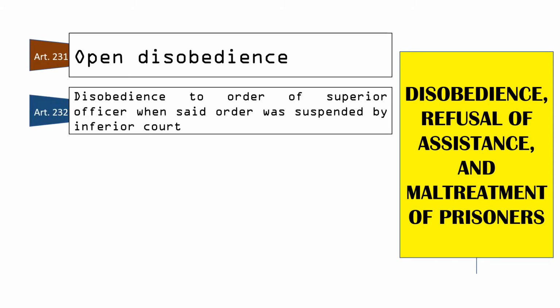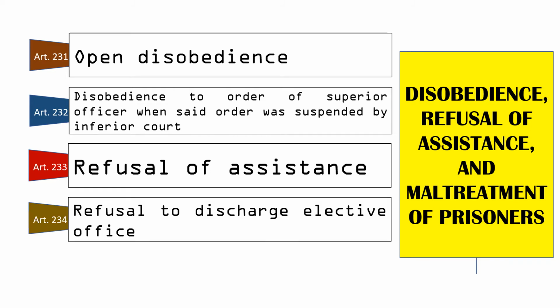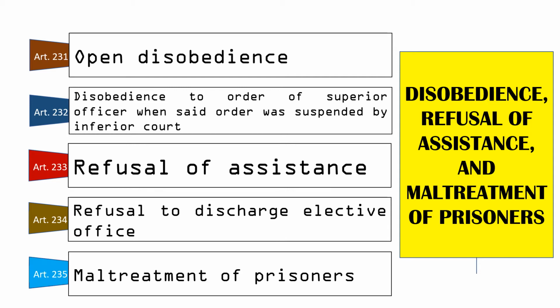Article 232 is the disobedience to an order of a superior officer when said order was suspended by an inferior court. Article 233, there is this refusal of assistance. Article 234, there is this refusal to discharge elective office. And last is Article 235, the maltreatment of prisoners. So let's begin our discussion with Article 231, that is your open disobedience.